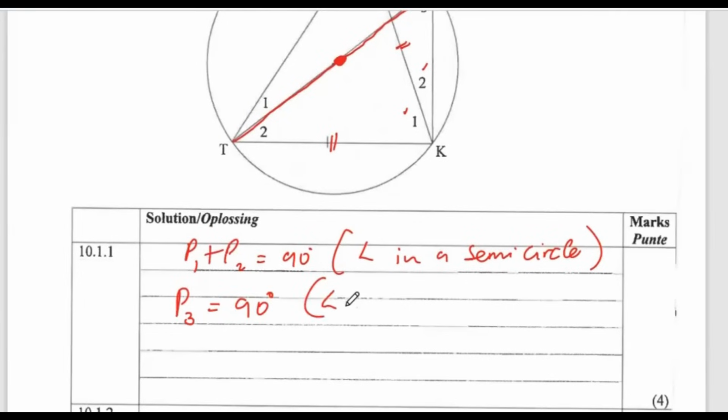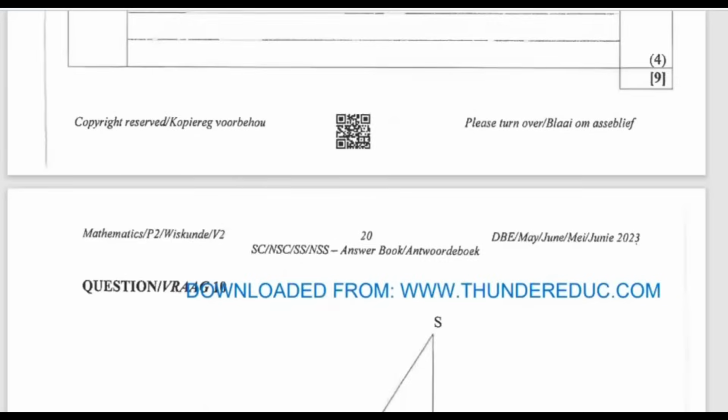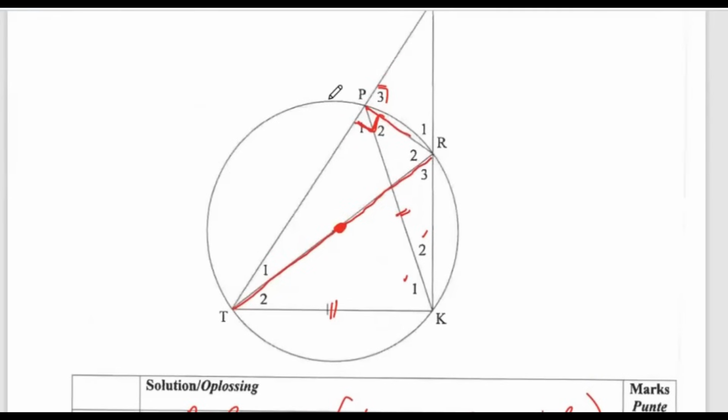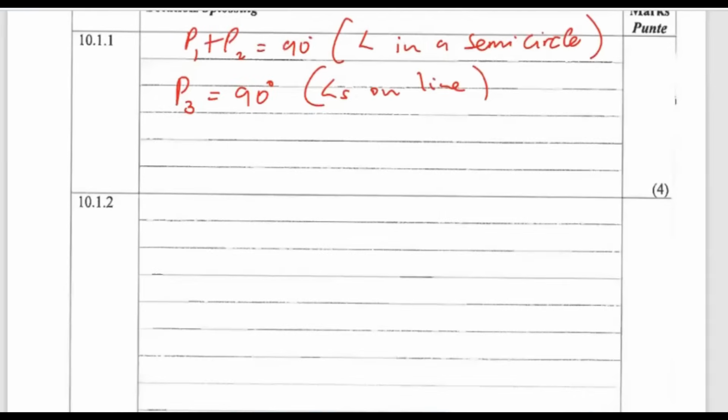This one is going to be angles on a straight line. Remember, angles on a straight line must be supplementary. So that we have this 90 of P1 and P2 and this 90 of P3. So if that is a 90, then that is enough to prove that if we add a circle here, then this would be the diameter, since this diameter is opposite to the 90. So having said that, I can just draw that conclusion.